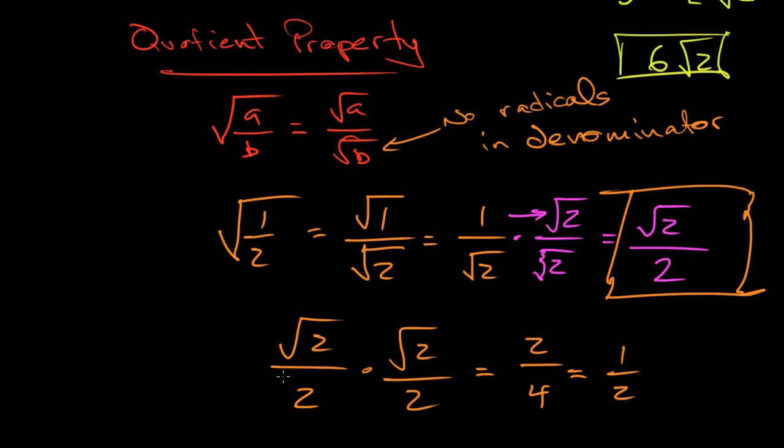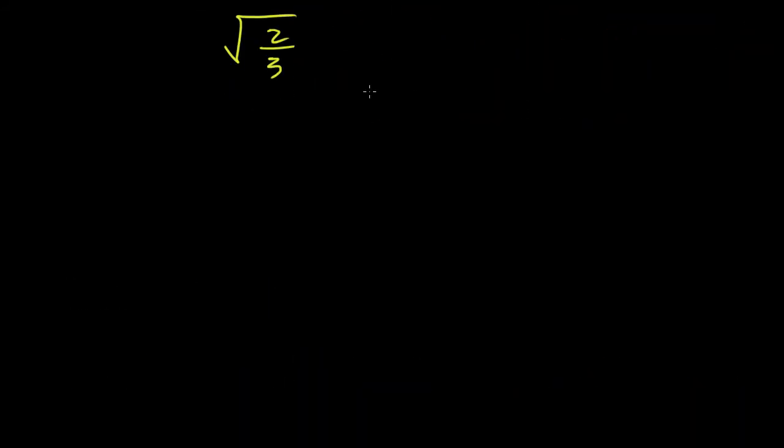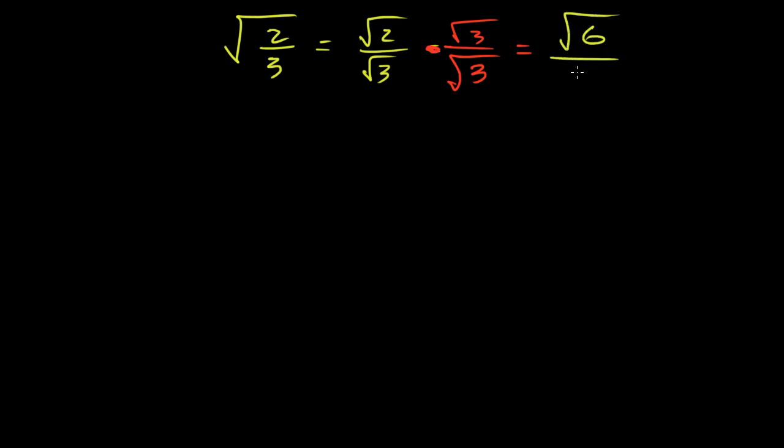Okay, so let's see, we could use the quotient property to simplify fractions. Let's find the square root of 2/3. So we'll start with the quotient property, say that that's equal to the square root of 2 over the square root of 3. And then because we're not allowed to have a radical in the denominator, I'm going to multiply using the radical from the denominator, root 3 over root 3. And I get on top the square root of 6, which is in simplest form, and on the bottom 3. So the square root of 2/3 is equal to root 6 over 3.